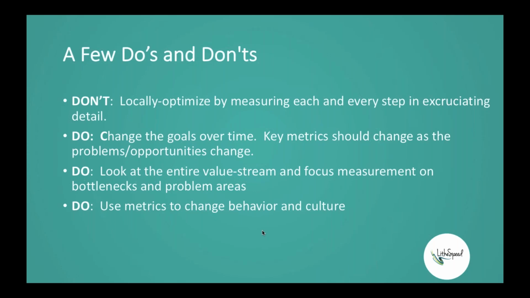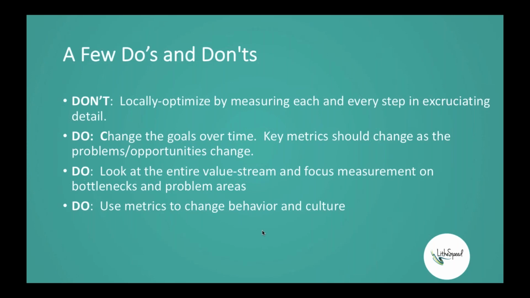I think we've all heard in the past and have probably experienced situations where locally optimizing something was great for that particular function, but it's detrimental to the overall throughput of the process. So we really want to focus on overall value stream throughput and not on making each and every individual function perfect. That will actually lead to diminished results. We do want to change the goals over time. I want to really emphasize the point that we should be using metrics and measurement to impact particular problems or opportunities that we're having right now.